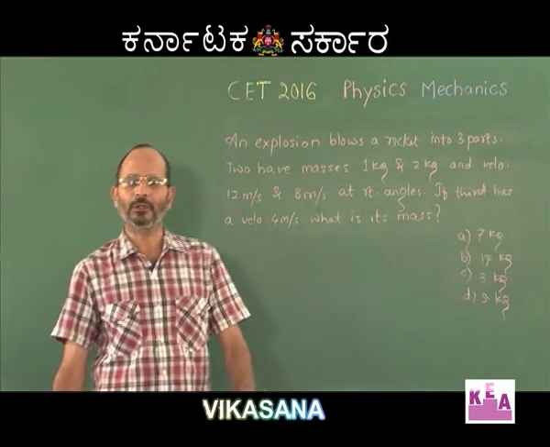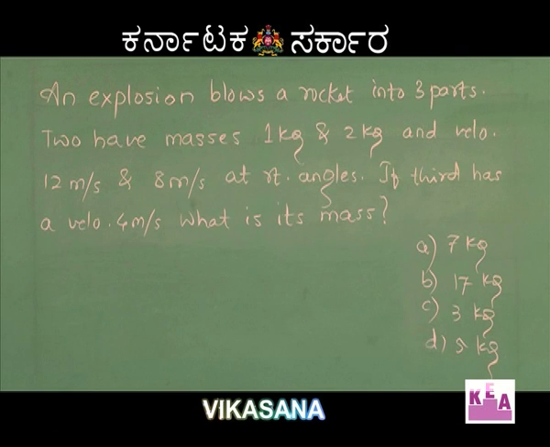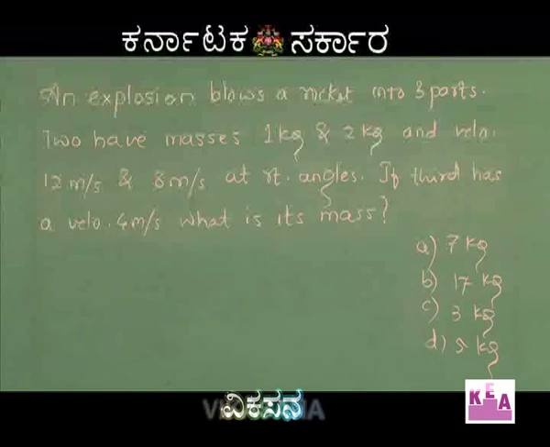This is a problem on conservation of momentum again. So let us read the problem. An explosion blows a rocket into 3 parts. 2 of the masses are 1 kg and 2 kg, and they are moving with velocities 12 meters per second and 8 meters per second at right angles. The third one has got a velocity of 4 meters per second. What would be its mass is the question.